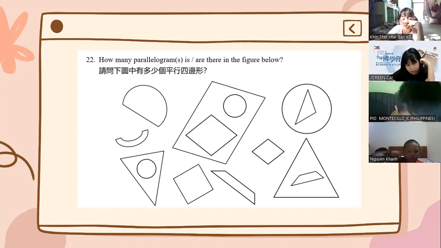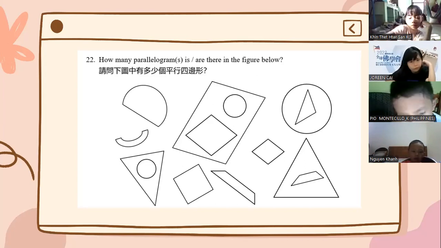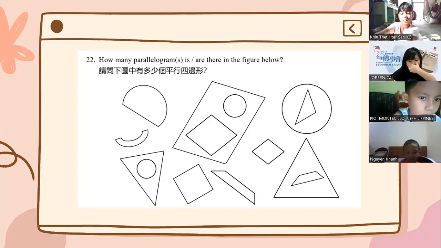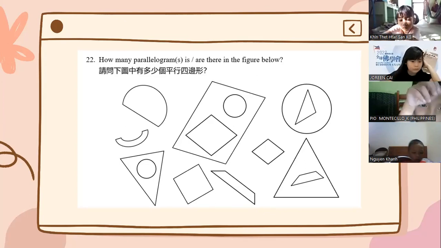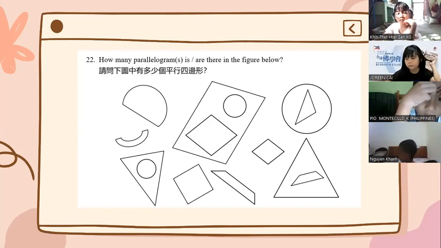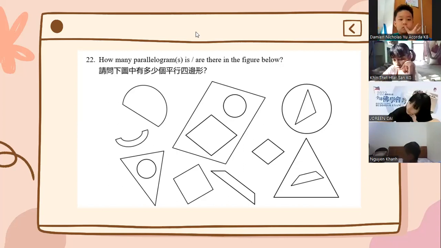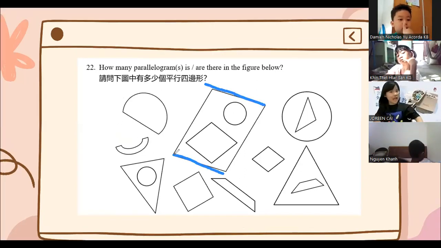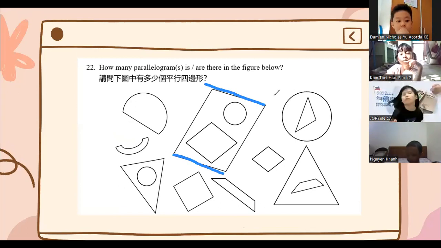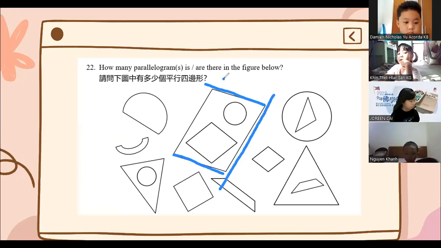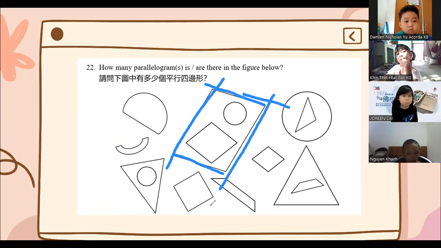So it means that we have to find those figures that have 4 sides here. So what are those? Actually, a parallelogram is a quadrilateral with 2 pairs of parallel sides. Parallel is like this, this side and this side, they are parallel. That's one parallel, meaning they're not gonna meet each other. The other parallel is this side and this side. So that is what you mean by parallelogram. Sides that are not gonna meet each other.